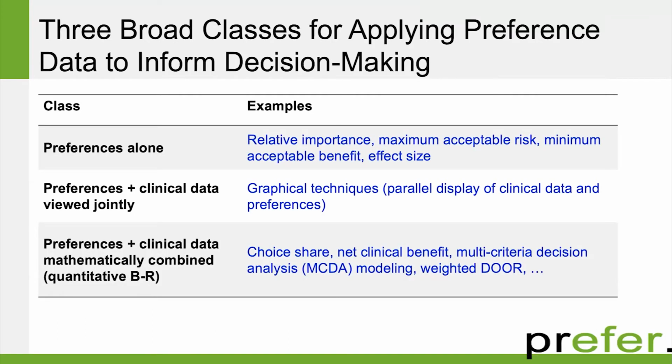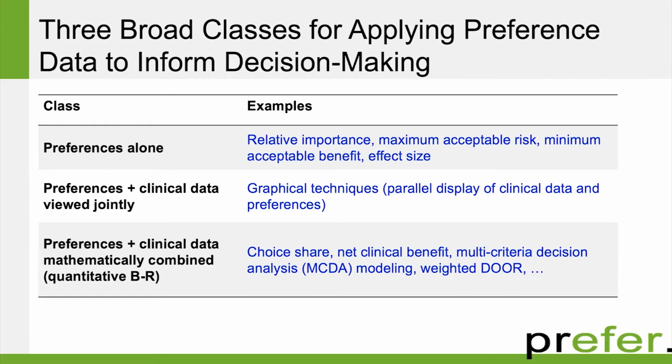So the way we think about it is there are sort of 3 broad classes of techniques by which you can apply preference information to support a decision. You could use the preference information alone. You could use the preference information and clinical data viewed jointly, or you could take the preference and clinical data and mathematically combine it into what's often called quantitative benefit risk assessment.